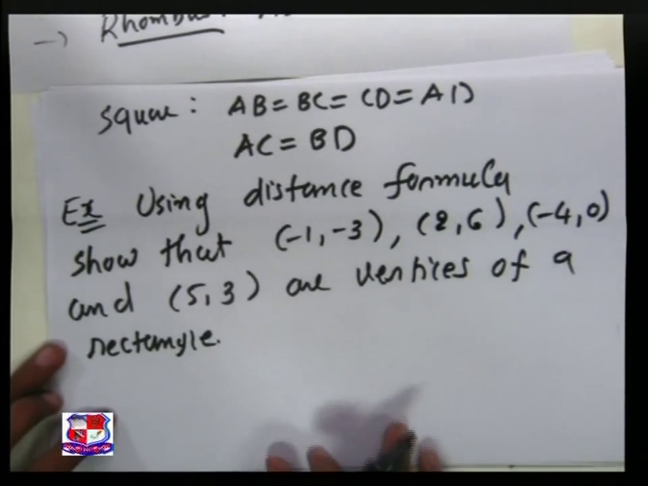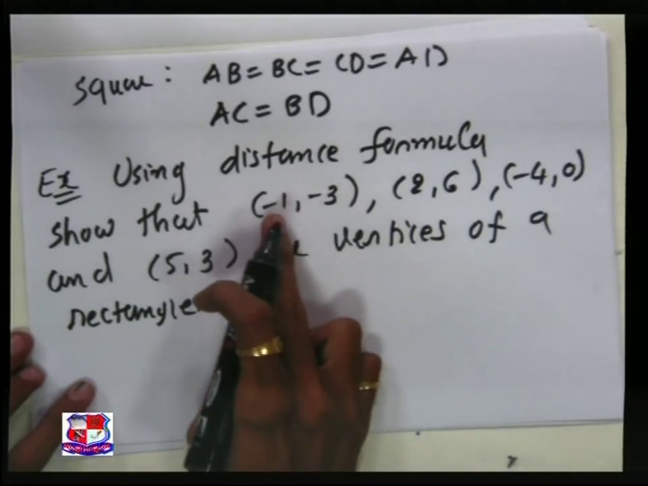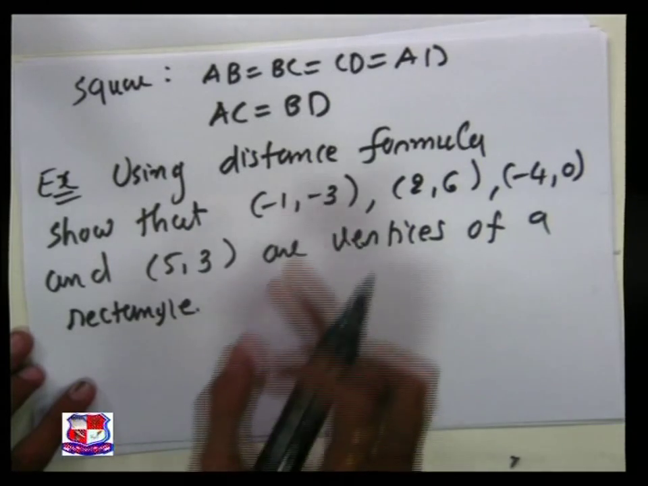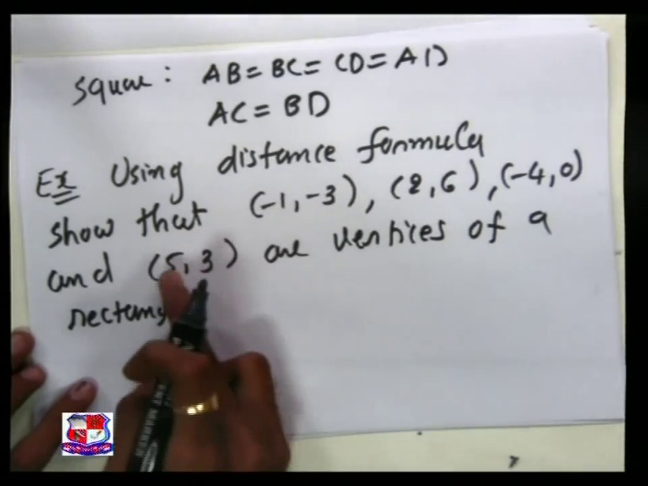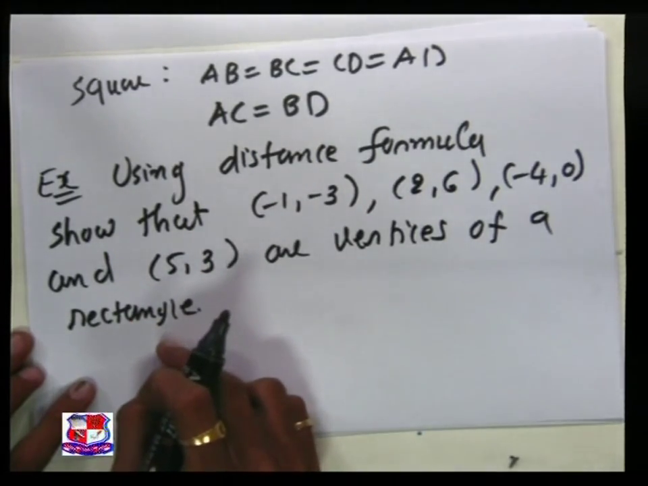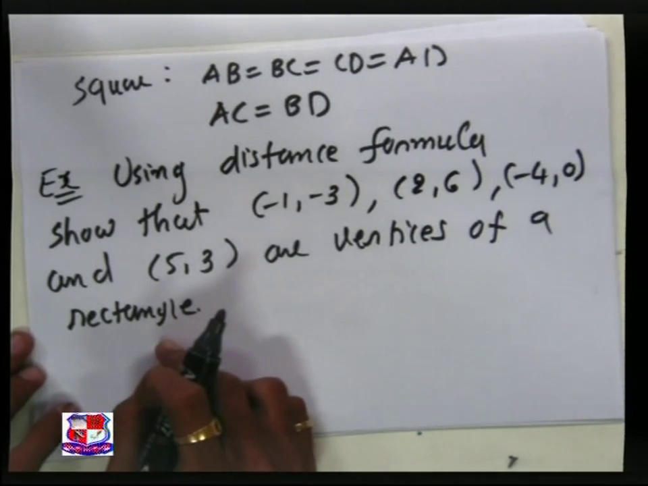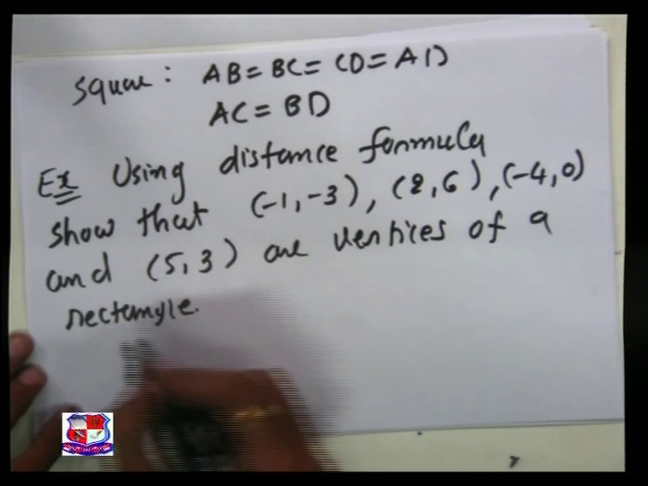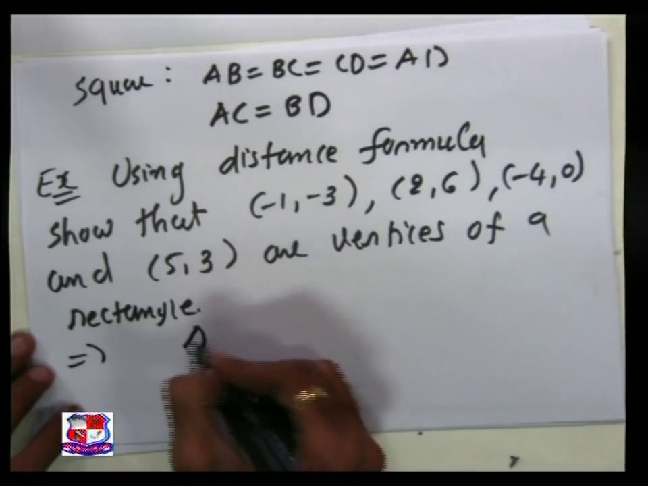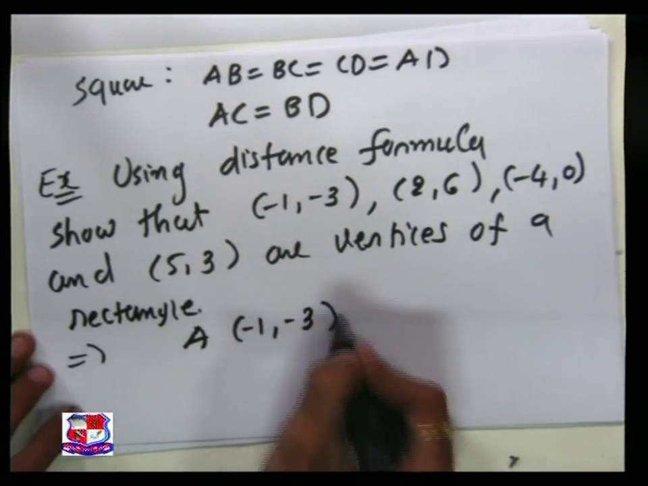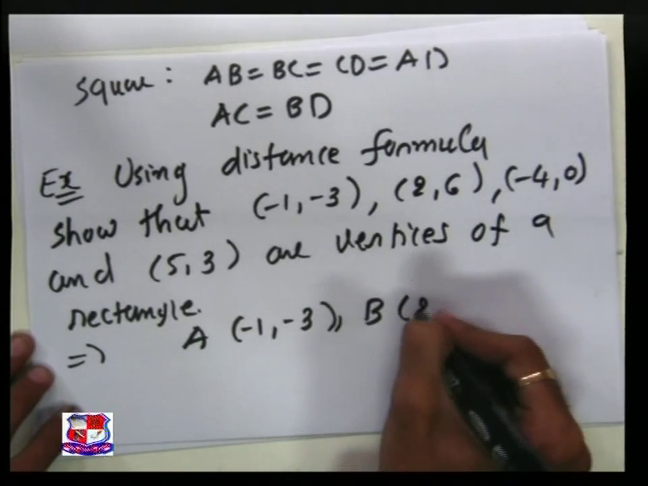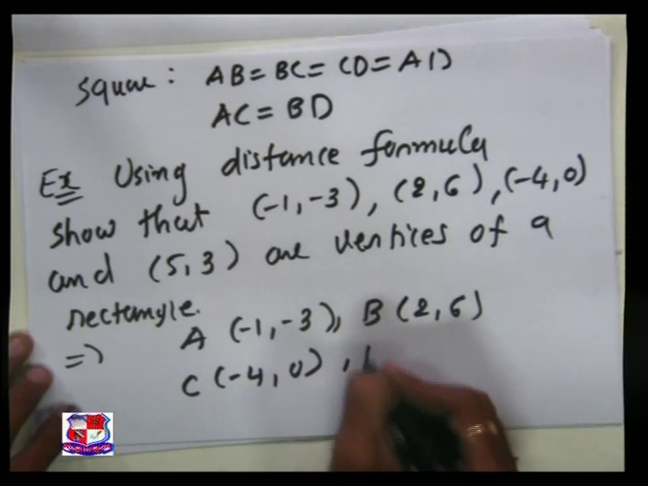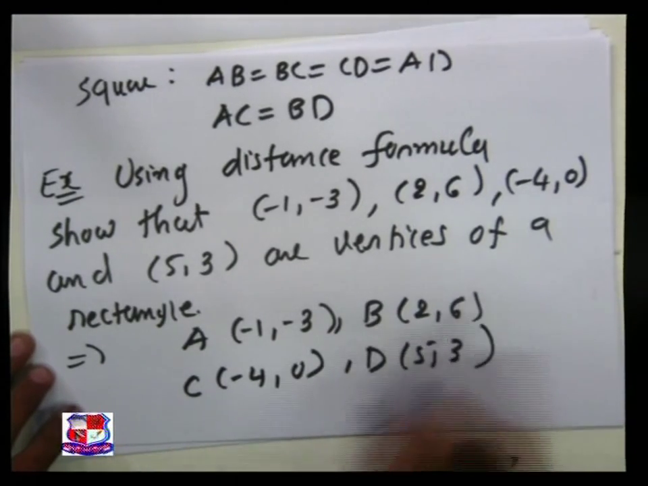So here we need to prove that these points are vertices of the rectangle. એટલે કે આપણે એવું સાબિત કરવાનું છે કે આ ચારે બિંદુઓ છે એ લંબચોરસના શિરોબિંદુઓ છે. So to prove a rectangle, first of all, let us denote A (-1, -3), B (2, 6), C (-4, 0), and D (5, 3).